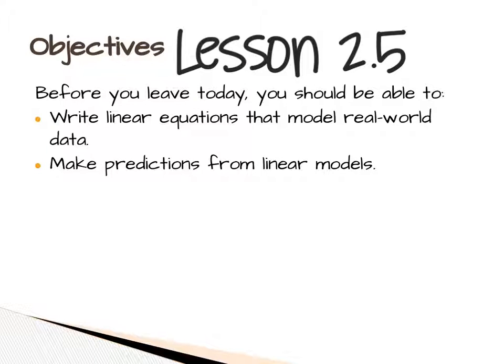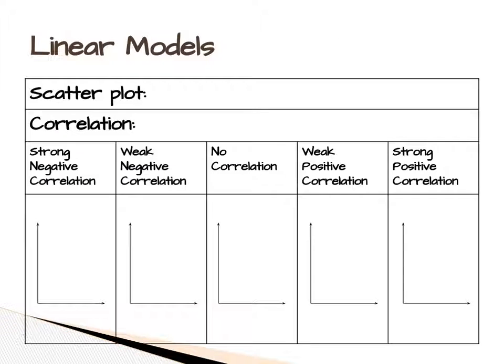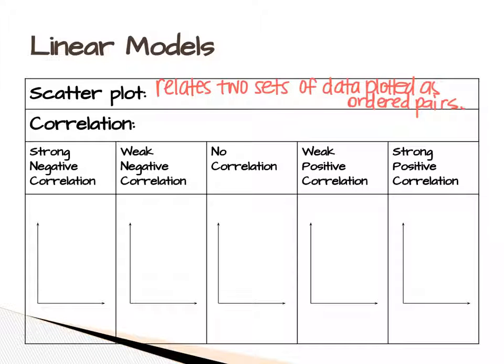Lesson 2.5, scatter plots. From this video, you should learn how to write linear equations that model real-world data and make predictions from linear models. Before we can do this, we need to talk about scatter plots and correlations. A scatter plot is a graph that relates two sets of data by plotting the data as ordered pairs. And a correlation is the relationship, or the strength of the relationship, between the ordered pairs.